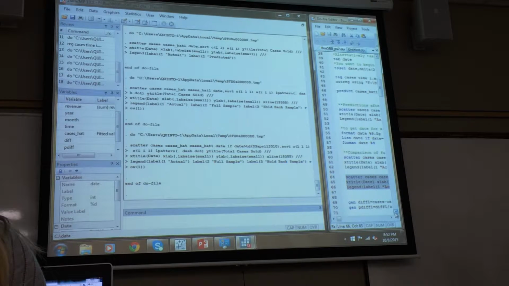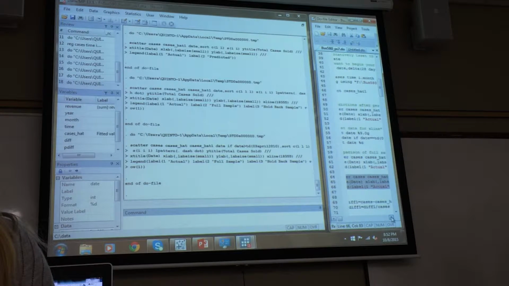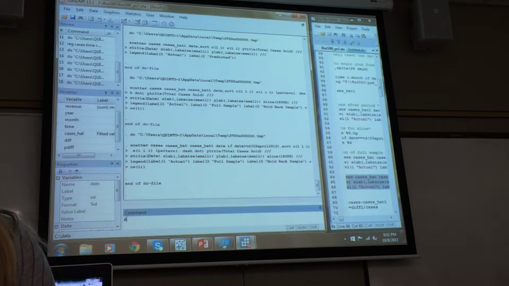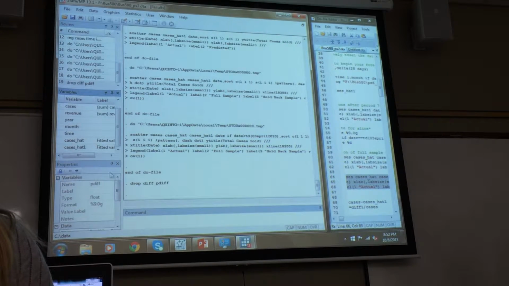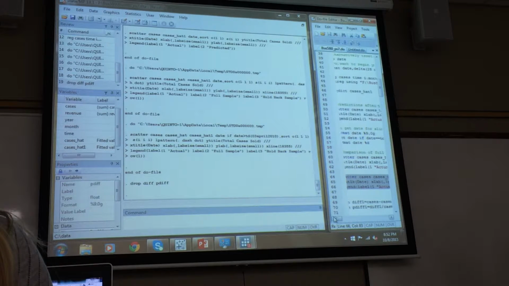I don't think this is going to work because I dropped those, but this is happening. Drop. I reused my command, so I need to get rid of that. But I'm going to regenerate those two variables that I generated already earlier.